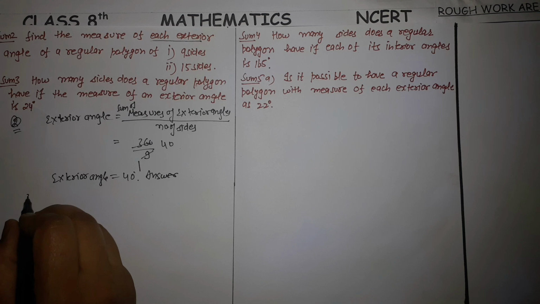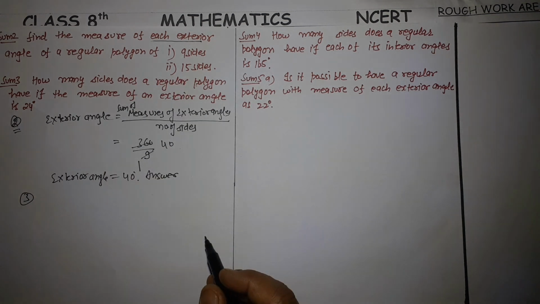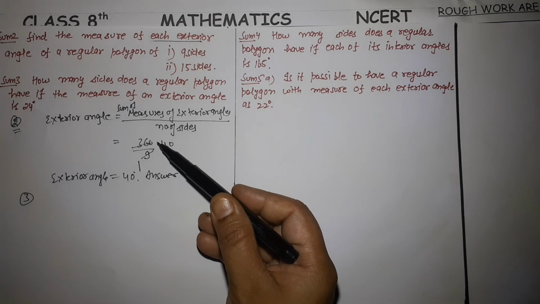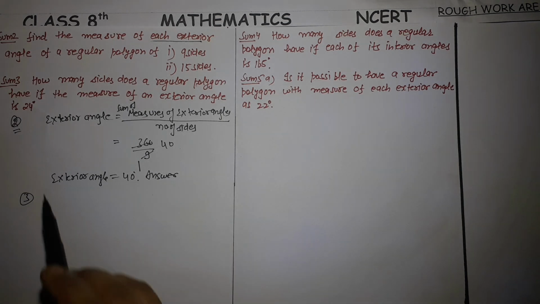Sum number 3. Its second part you will try yourself. Simple question, 360 divided by 15 and you get your answer.